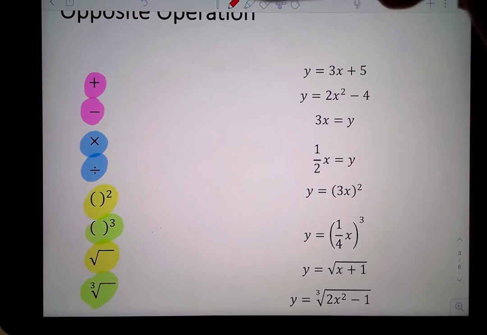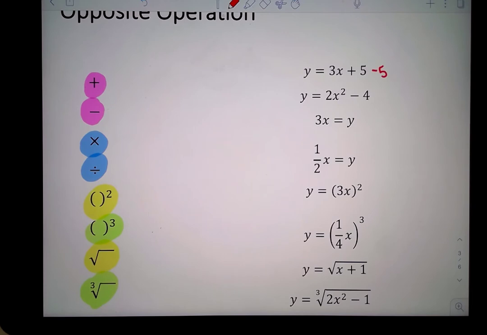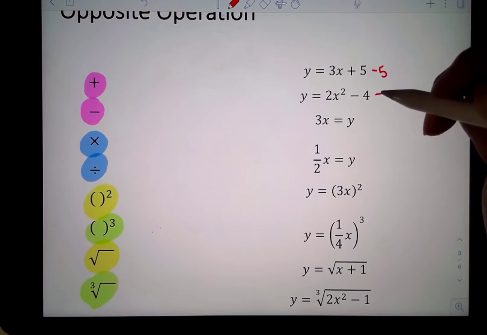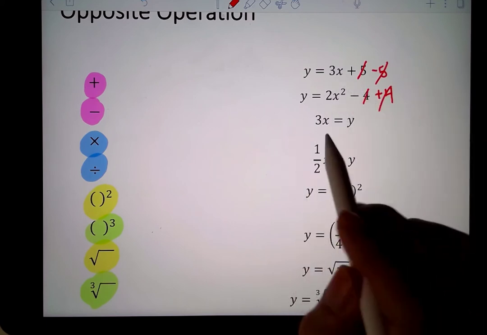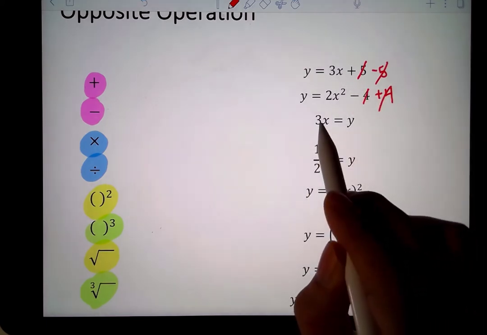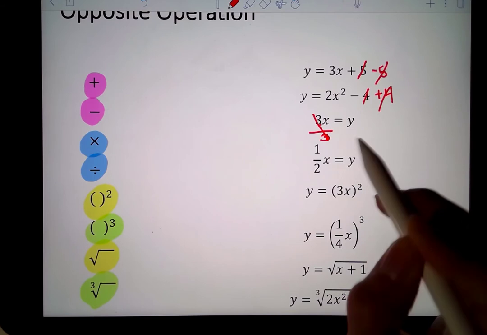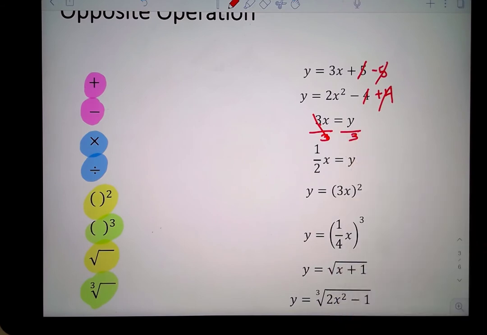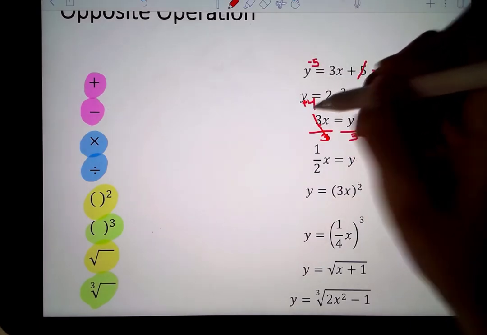So let's look at the examples. So look, if you want to get rid of this plus 5, then what do you do? You do minus 5, right? Because that's opposite. And what about this minus 4? I want to get rid of the minus 4. Then we do plus 4. Then you can cancel the value, right? And look, I have 3x equals y. That's 3 times x. So to get rid of this 3, we need to divide by 3, like that, right? You need to do it for both, like that.